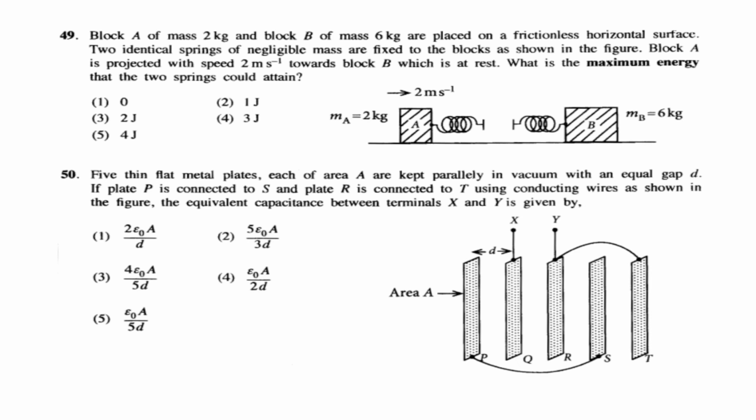If plate P is connected to S and plate R is connected to T using conducting wires, as in the figure, they are asking for the equivalent capacitance between terminals X and Y. For the explanation purpose, we draw an equivalent diagram in a different way.